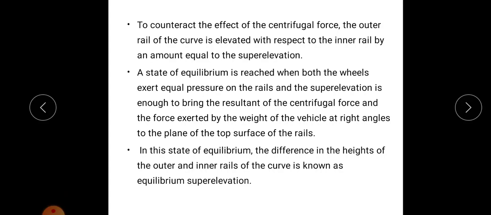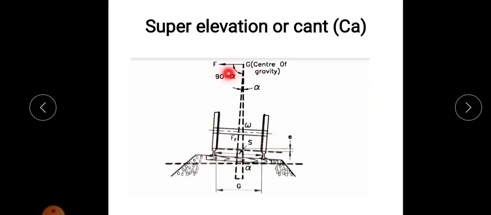A state of equilibrium is reached when both the wheels exert equal pressure on the rails and the super elevation is enough to bring the resultant of the centrifugal force and the force exerted by the weight of the vehicles at right angles to the plane of the top surface of the rails. So this is the condition of the state of equilibrium. That is, when a state of equilibrium is achieved, the resultant of centrifugal force and the force exerted by the weight of the vehicles are at right angles to the plane of the top surface of the rail. So this is the figure showing the equilibrium condition.